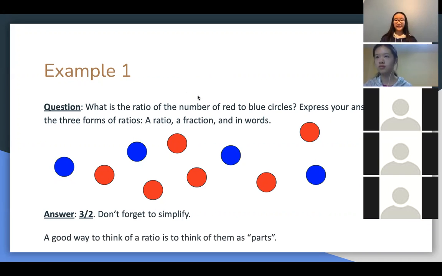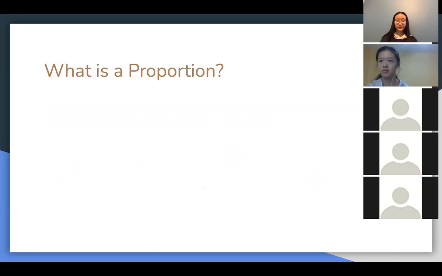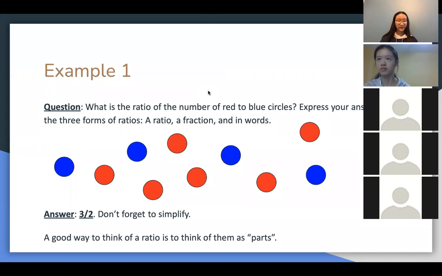So I'll just say the solution, even though I think you guys all get this. A good way to think of a ratio is to think of them as parts. So the red, so 2 circles would be 1 part. So the red would have 3 parts since it has 2, 4, and 6. That's 3 parts. And the blue circles would have 2 parts since if 1 part is 2 circles, then there are 4 blue circles. So it would be 2 parts, so 3:2.